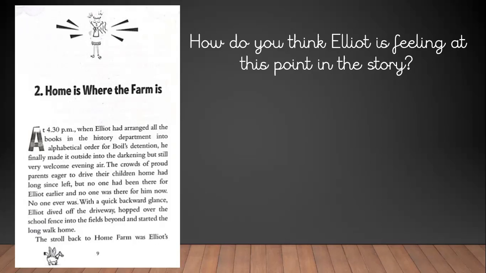So, chapter 2. Home is where the farm is. At 4:30 p.m, when Elliot had arranged all the books in the history department into alphabetical order for Boyle's detention, he finally made it outside, into the darkening but still very welcome evening air. The crowds of proud parents, eager to drive their children home, had long since left, but no one had been there for Elliot earlier, and no one was there for him now. No one ever was. With a quick backward glance, Elliot dived off the driveway, hopped over the school fence into the fields beyond, and started the long walk home.